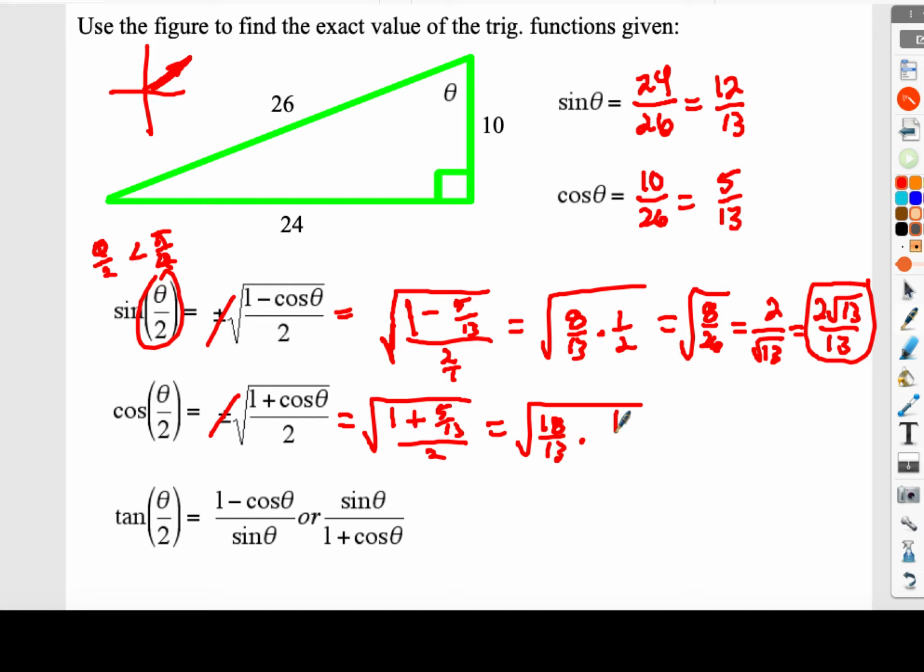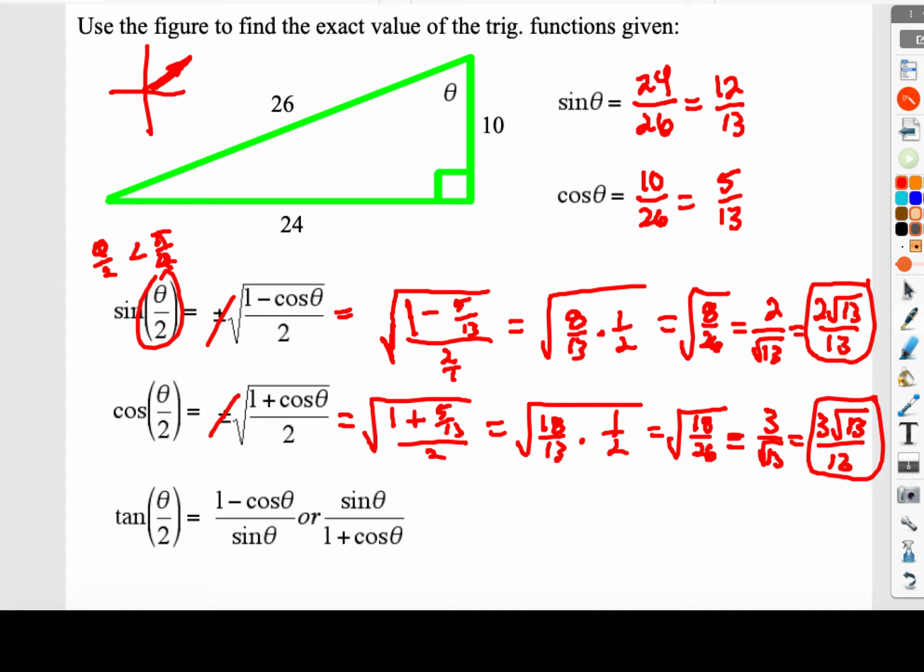And then we're going to multiply by 1/2, because again, we were dividing by 2, same thing. So this is now 18 over 26, or 9/13. Well, square root of 9 just happens to be a nice 3 on the top. And therefore, this is 3 root 13 all over 13. All right, doing a little rationalizing there.